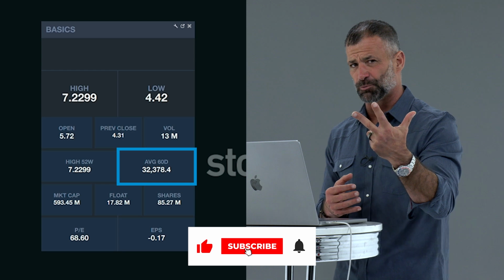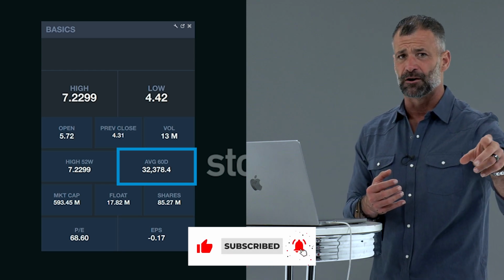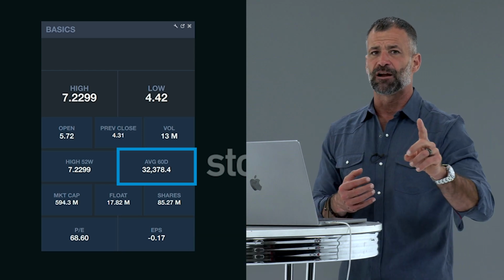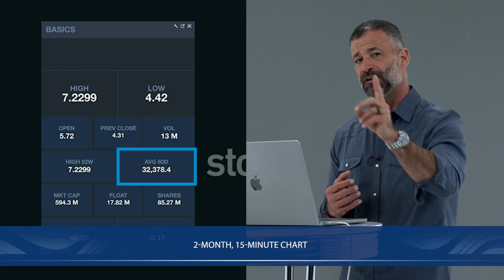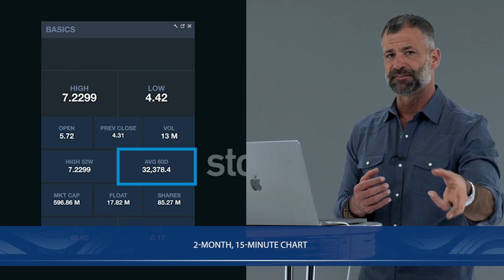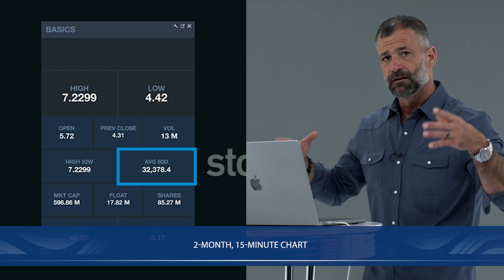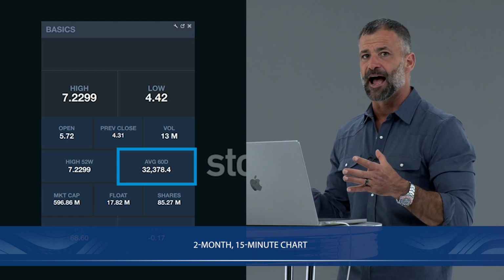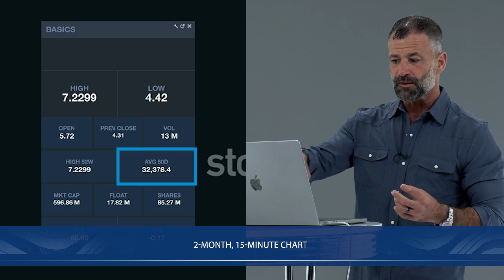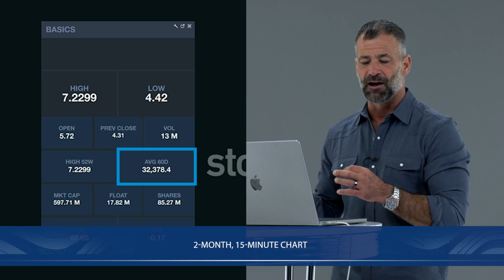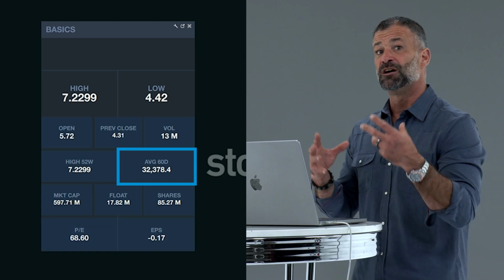Many of you know we use 3 time frames. I talk about those in other videos. One of the primary time frames we use is the 2-month, 15-minute chart. 2-month time frame, 15-minute candles. The reason we like that is it gives us a recent snapshot of the stock and also matches up with our average volume. So I want to see the volume recently.